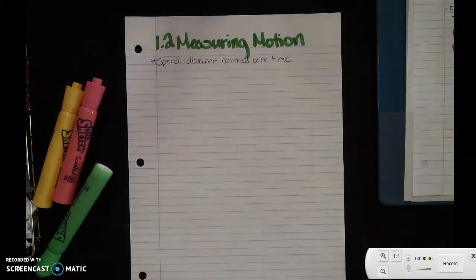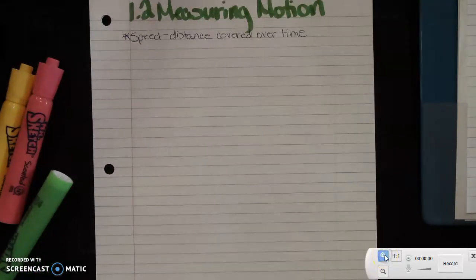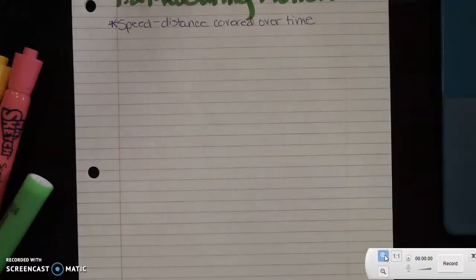So the idea is, how far are you going over a set amount of time? If you are going 60 miles per hour, you're going faster than you would be if you're going 25 miles per hour. At 60 miles per hour, you're going to travel 60 miles in 1 hour. You're going to get there faster. If you were traveling 25 miles per hour, you're only going 25 miles in the time of 1 hour. You're getting somewhere slower because you're covering less space.